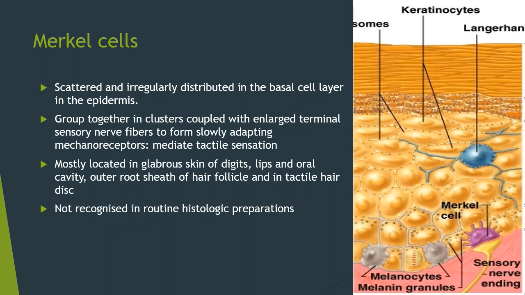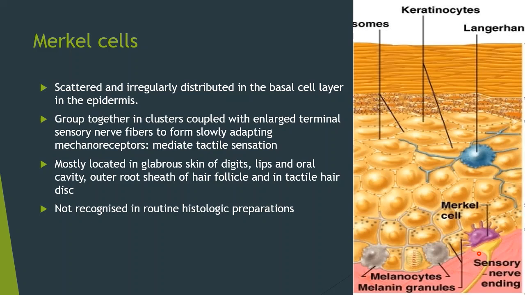Coming to the Merkel cells. Merkel cells are scattered and irregularly distributed around the basal cell layer of the epidermis. They are grouped together in clusters along with the dilated sensory nerve ending, which forms the mechanoreceptors that mediate tactile sensation. That's why these cells are mostly seen in the glabrous skin of the digits, lips, and oral cavity, and also on the outer root sheath of the hair follicle, where tactile sensation can be appreciated much better.